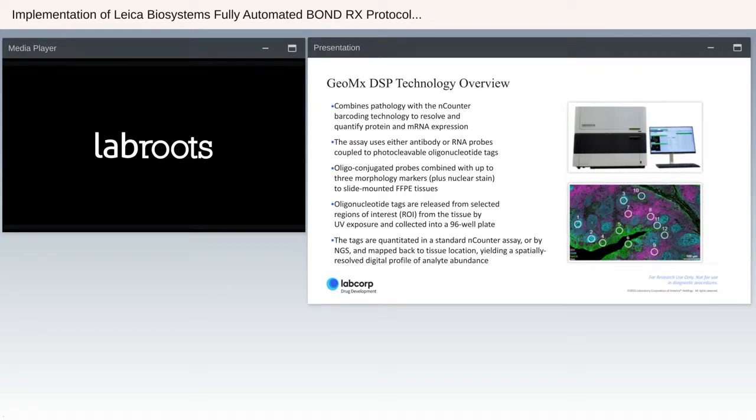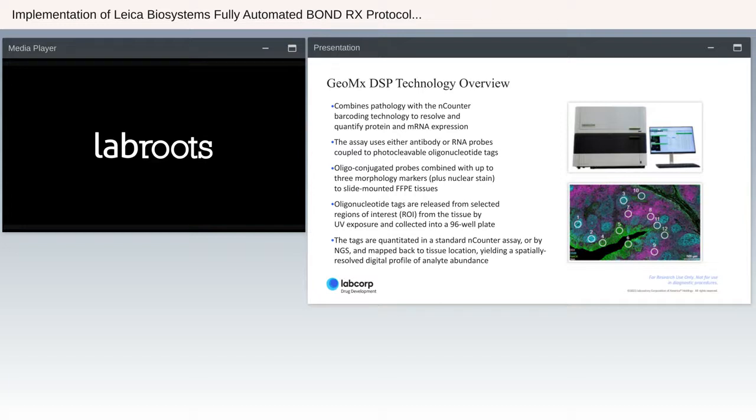Just for a quick GeoMX DSP technology overview for those unfamiliar, this is a relatively new technology that combines the ability to have a pathologist read along with an nCounter or NGS barcoding output. And this allows us to resolve and quantify either protein or mRNA expression in a spatially resolved manner.